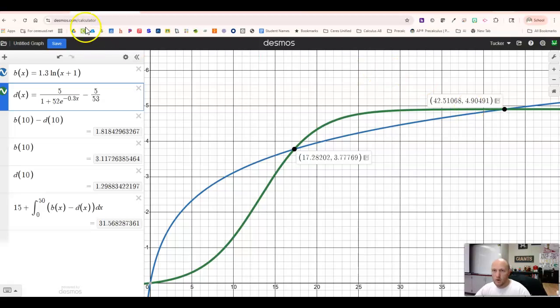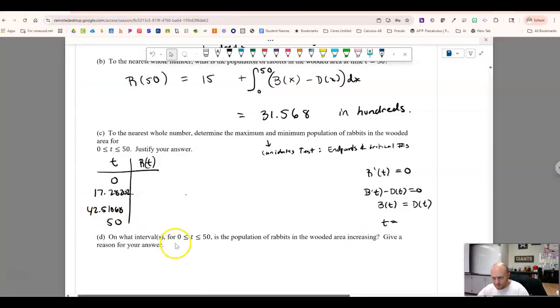Okay, so I enter those values over here. We have these critical values, and now I just need to find these values. We already know one of them. We know that at time 0 there's 1,500 rabbits, and we already found R of 50. I'll just keep this in hundreds. And this one was 31.568. We already found that. Now I just need to know, what's the population of rabbits here and here?